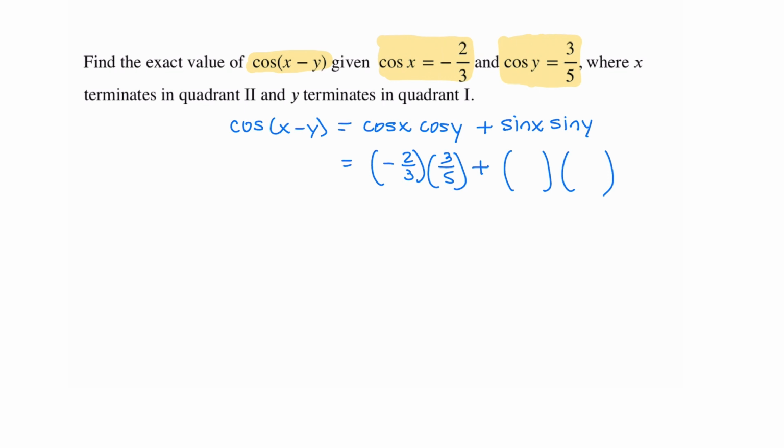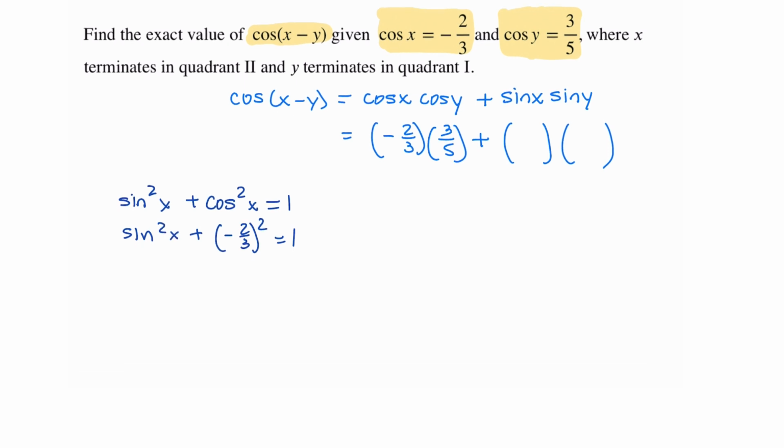So how do we find those values? Well, there are two ways. We could use triangles or we could use identities. In this video, we'll use identities. So we know cosine x, and we need to know the value of sine x. The identity that links them together is the Pythagorean identity, sine squared x plus cosine squared x equals 1. So we know cosine x is negative 2/3, so sine squared x plus negative 2/3 squared equals 1. And we know that negative 2/3 squared is 4/9.